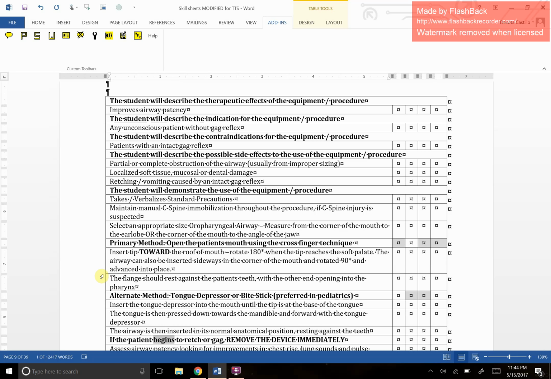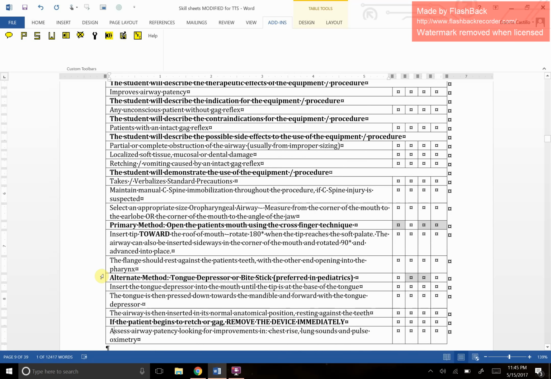If the patient begins to retch or gag, remove the device immediately. Assess airway patency, looking for improvements in chest rise, lung sounds and pulse oximetry.